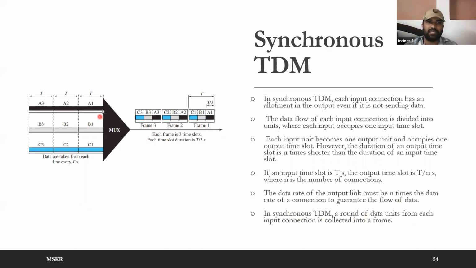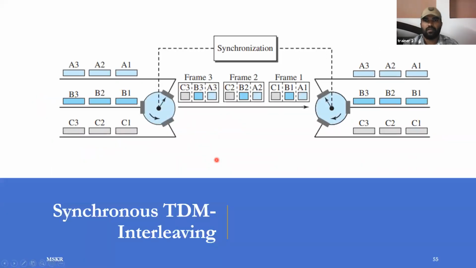That means, as you can see here, first A1 will be collected, then B1, then C1, then combine them, send them, then A2, B2, C2, send them, A3, B3, C3. So round robin fashion they are going to follow.